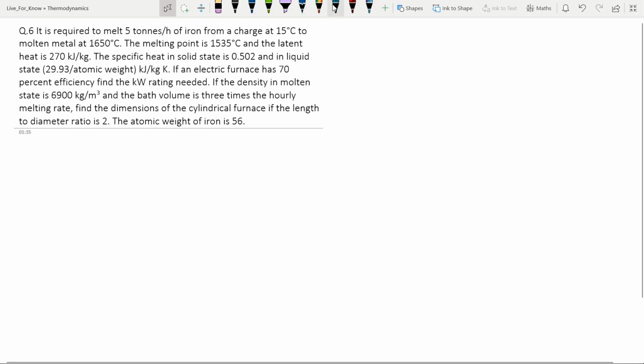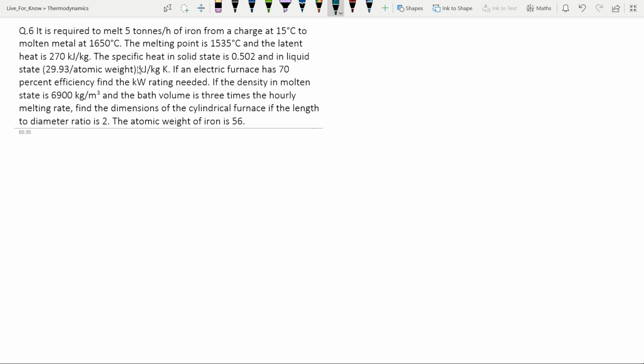Our next question: melt 5 tons per hour of iron from a charge at 15 degrees Celsius to molten metal at 1650 degrees Celsius. The melting point is 1535 degrees Celsius and the latent heat is 270 kilojoule per kilogram. The specific heat in solid state is 0.502.